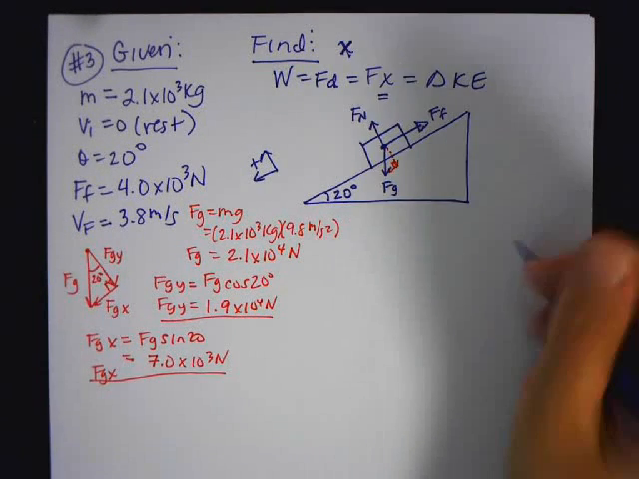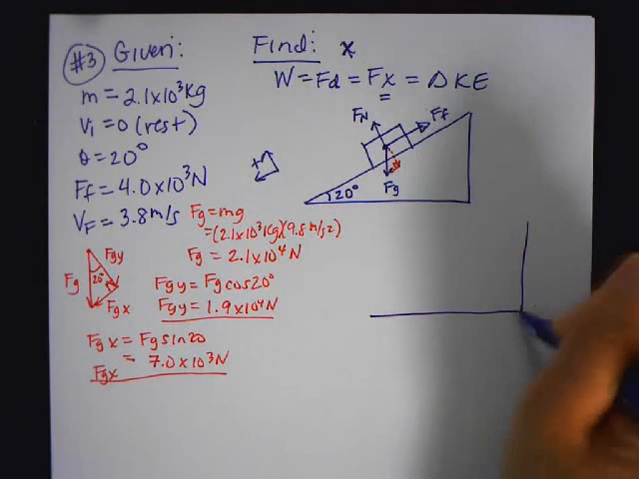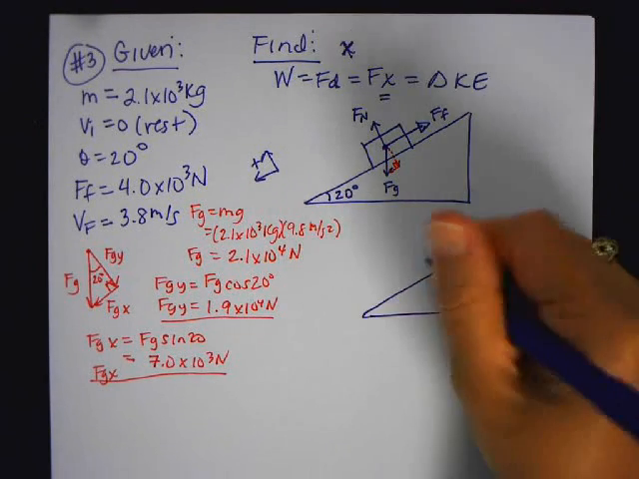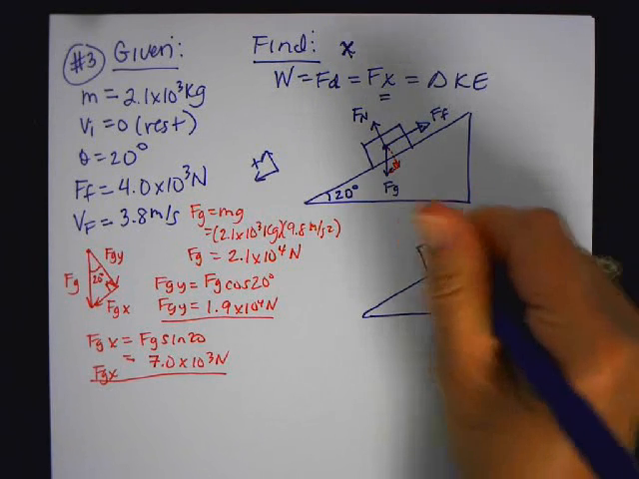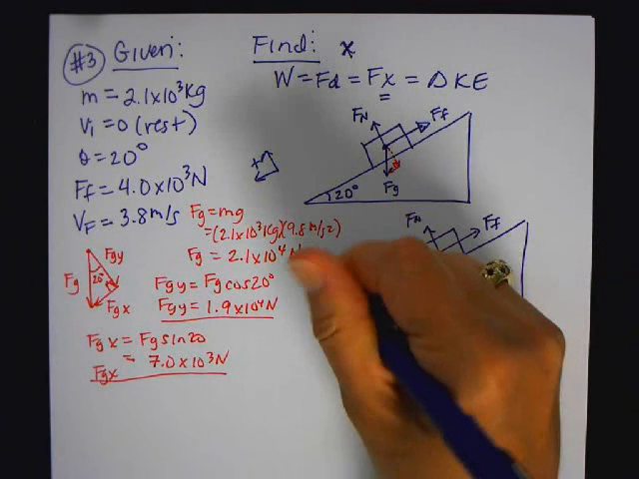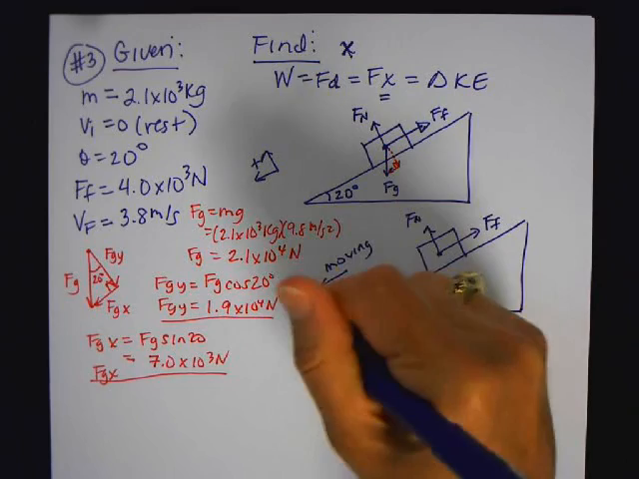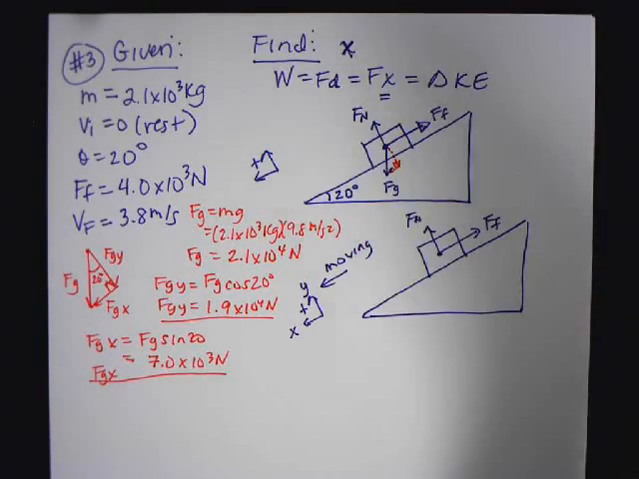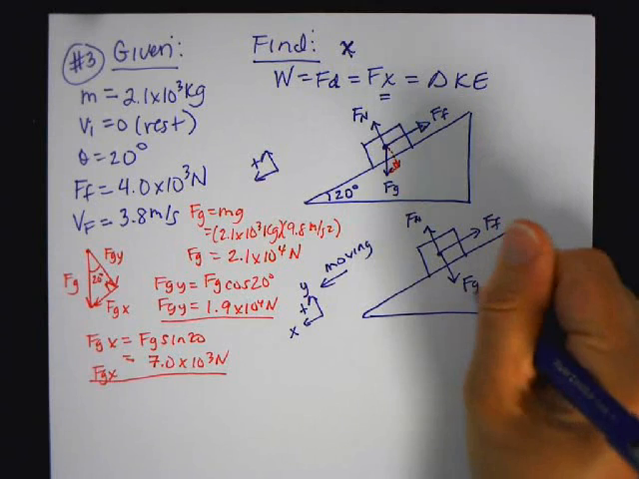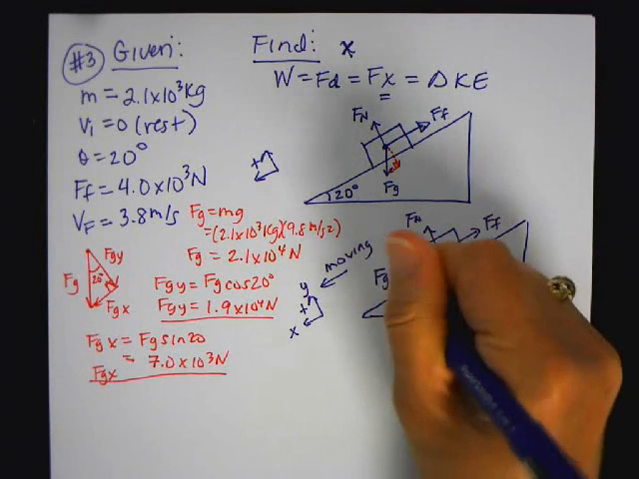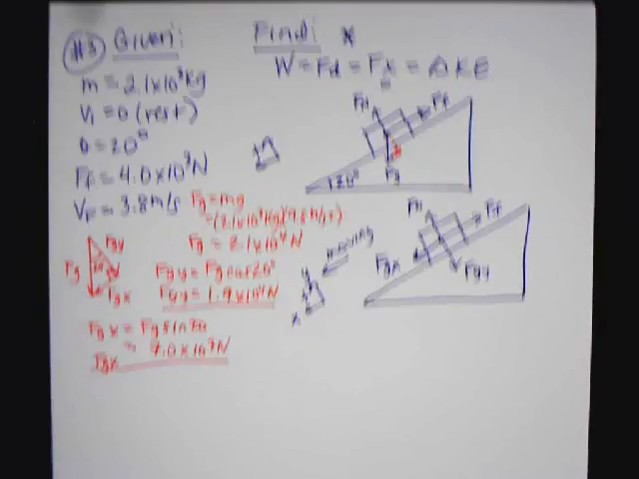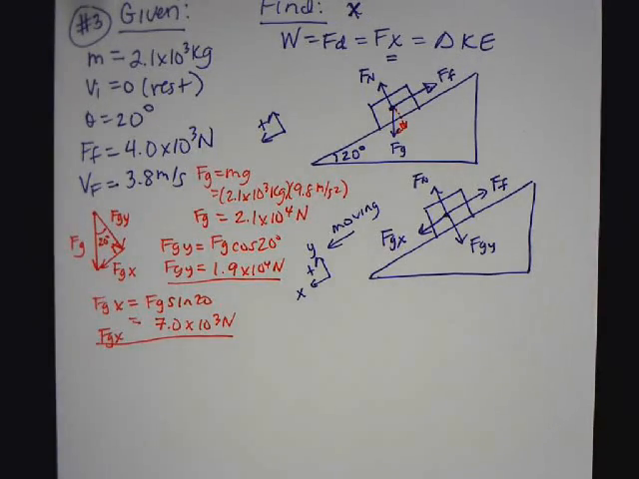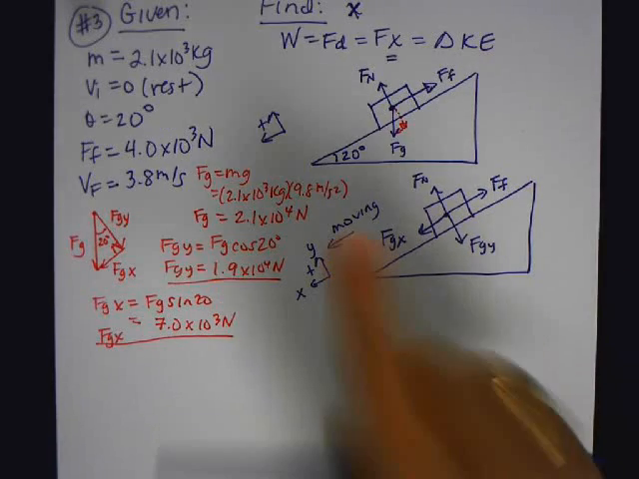I redraw this. F of F, F of N, those stay the same. It's moving this way. Remember, my sign convention goes like this. This is my X and this is my Y. And now I have FGY and FGX. So what do I do? So I need to find the net force in order to find how far this slides down.